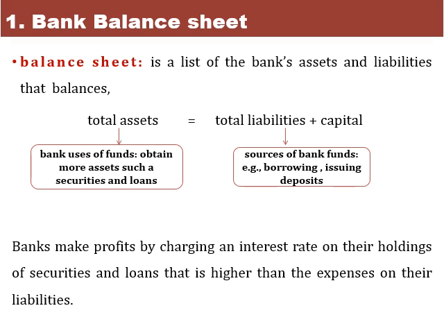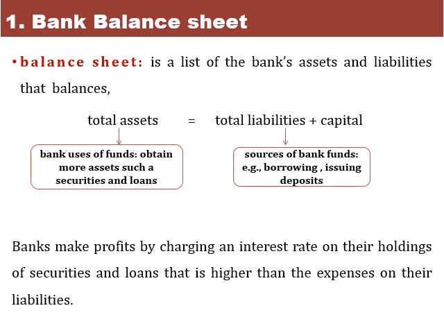So, let's start with the definition of the balance sheet, which is a list of the bank's assets and liabilities. And we know that total assets should equal total liabilities plus the bank capital. Assets here represent the bank's uses of funds, so they obtain assets such as securities and loans. On the other hand, liabilities represent sources of bank funds such as borrowing or issuing deposits.